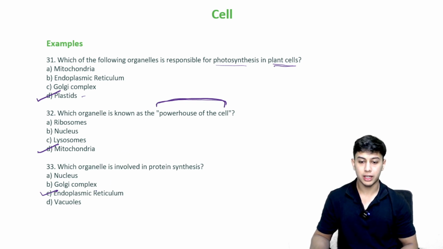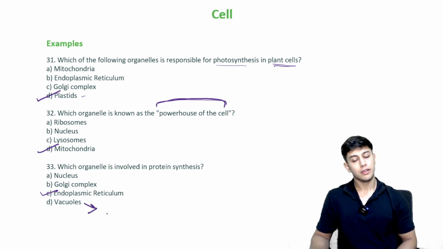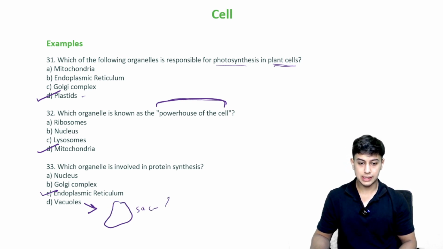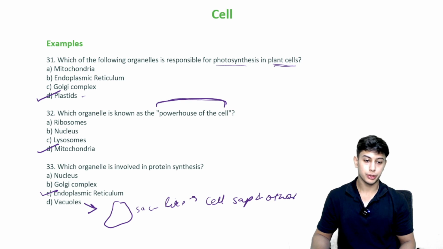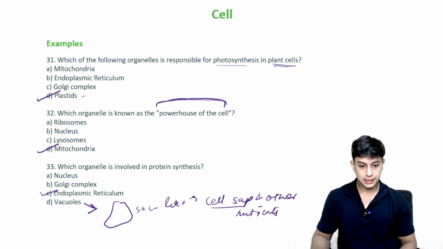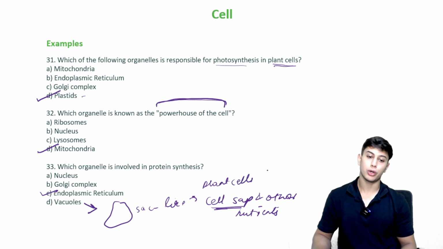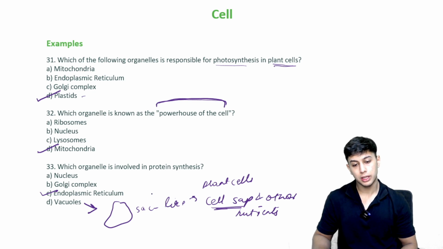What was the function of vacuoles? Vacuoles were large sac-like structures, always say sac-like. They store cell sap and other nutrients. Okay, cell sap. These have a very big role in plant cells and are very small or not present in animal cells. So these are vacuoles.